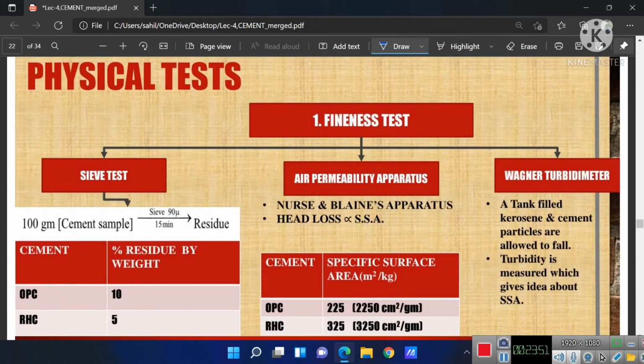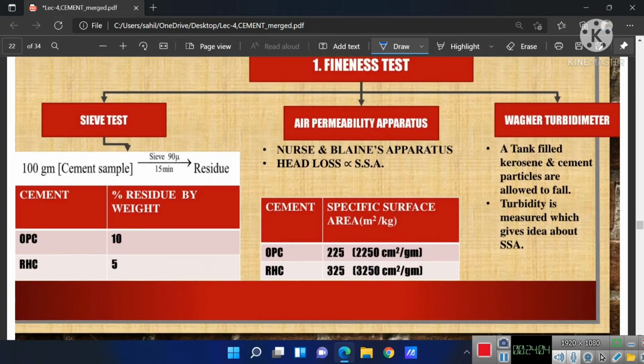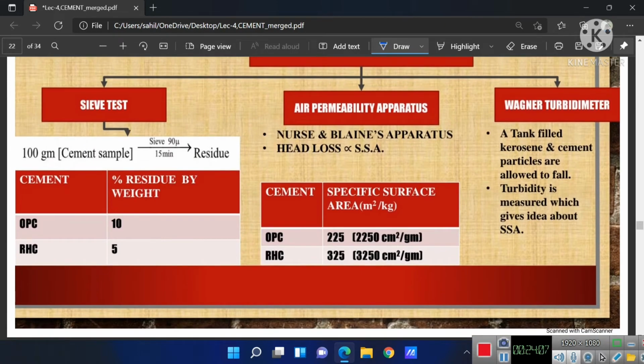Now physical test. Number 1 physical test is fineness test. In case of fineness test, there are 3 processes, that is sieve test, air permeability apparatus, and Wagner's turbidimeter. Now in case of a sieve test, 100 gram of cement sample is taken, and a sieve of 90 micrometer is used, and after 15 minutes the residue is measured. For OPC cement, 10% residue by weight is permissible, and for RHC cement, 5% residue by weight is permissible.